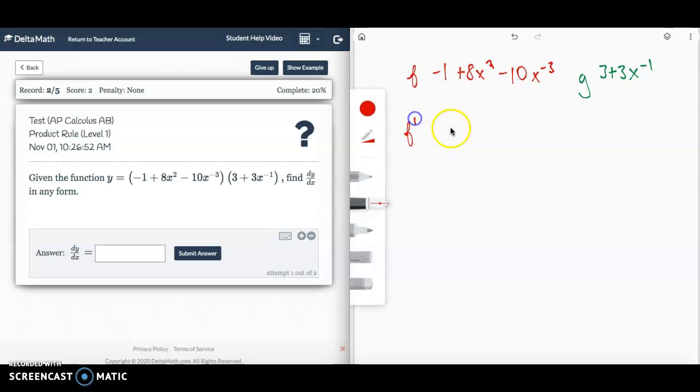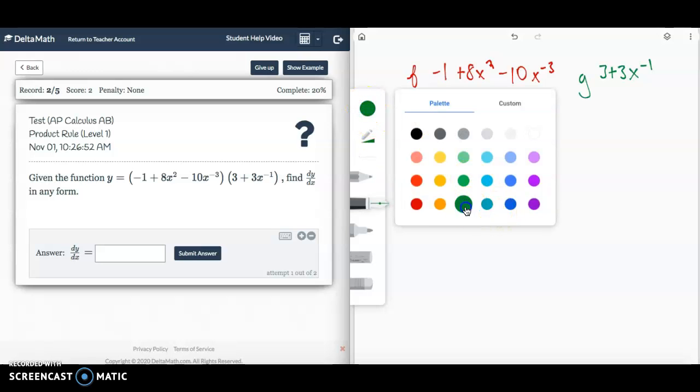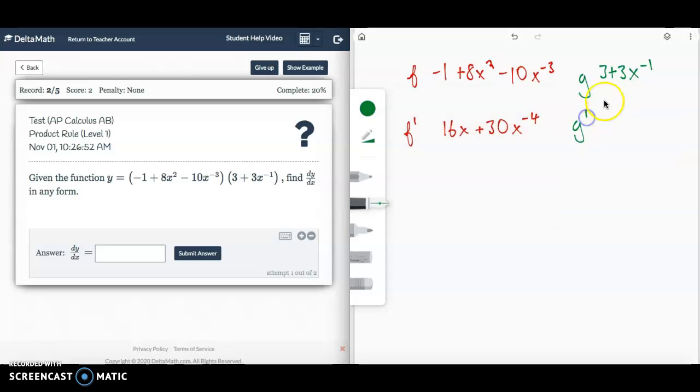So f prime would be derivative of a constant is 0, derivative of 8x squared is 16x, derivative of this is positive 30x to the negative 4, and then for my g prime function, derivative of 3 is 0, derivative of 3x to the negative 1 is negative 3x to the negative 2, and now I am doing crisscross applesauce because I'm doing product rule. And they want it in any form, so let's see if they take it in any form.